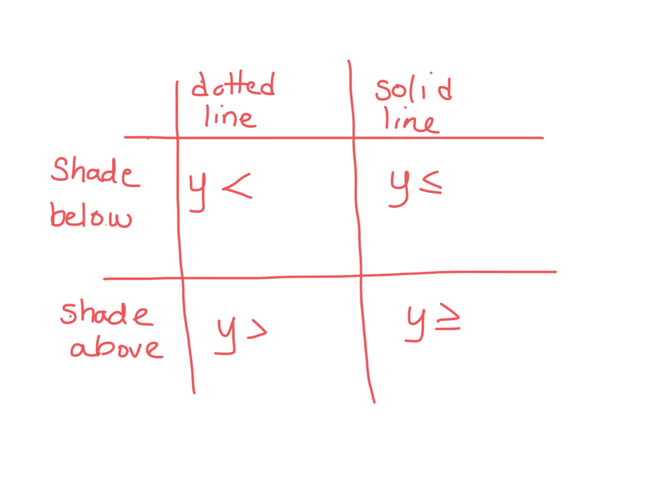Just a quick little graph for you. We've got things going on here: dotted line, solid line, shading above, shading below. If y is less than or y is greater than, you've got a dotted line. Less than or equal to, greater than or equal to, that's a solid line. Shading below is a y is less than or a y is less than or equal to. Shading above, y is greater than.